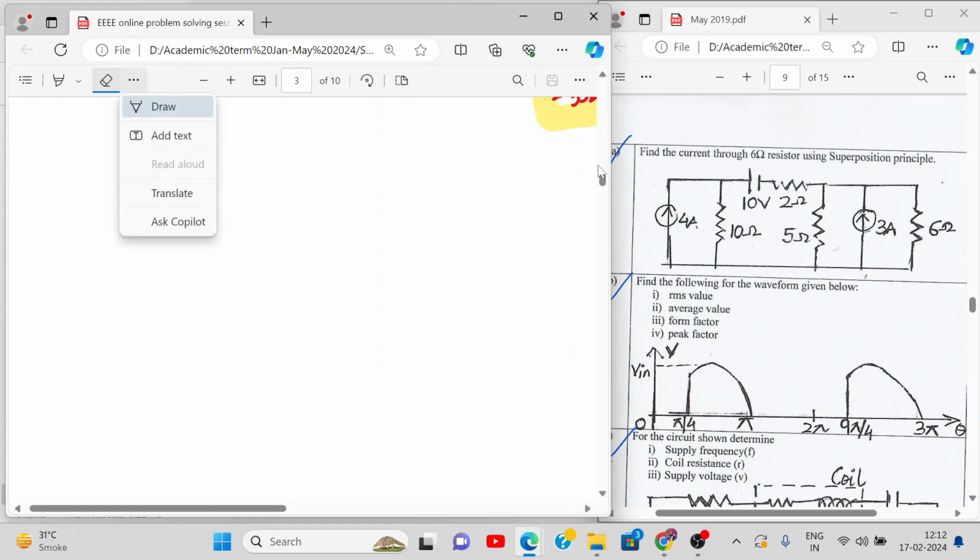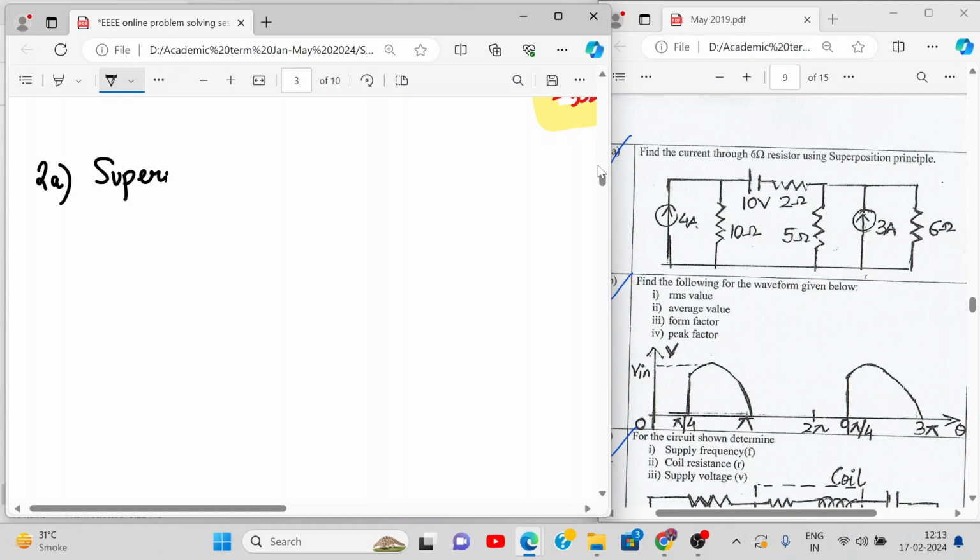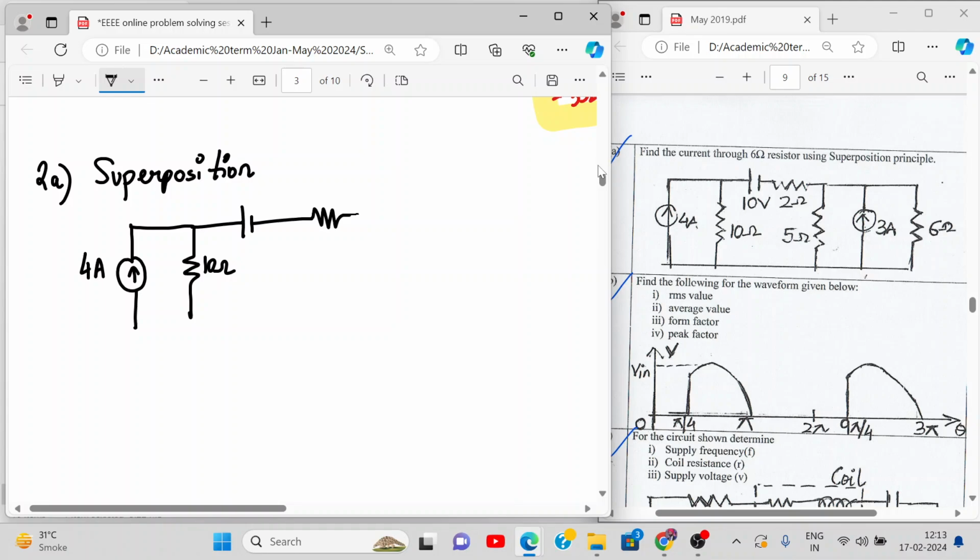Alright, let's concentrate on this numerical now. Superposition theorem principle. So all the principles have been covered. This is 2A. So we have to use superposition theorem or principle to solve this. So find the current through 6 ohm resistance. So let's draw the circuit. This is 4 ampere. This is the last numerical, by the way. This is 10 ohm. That will be 10 volt.